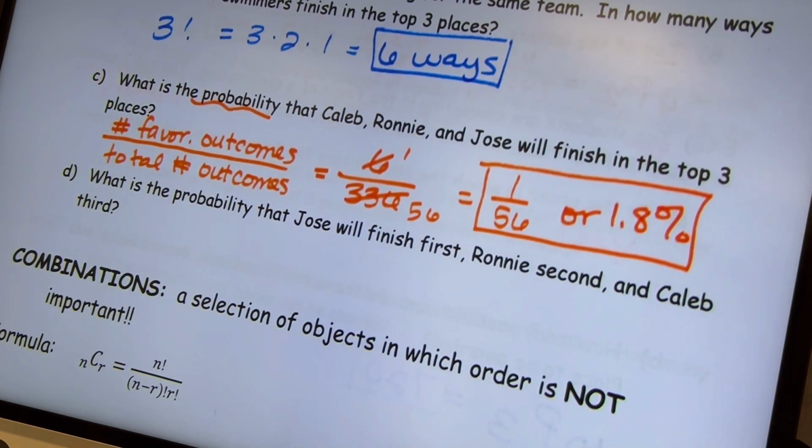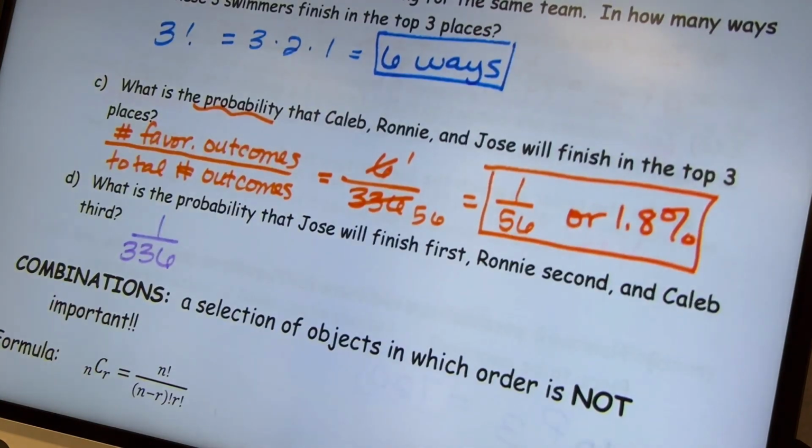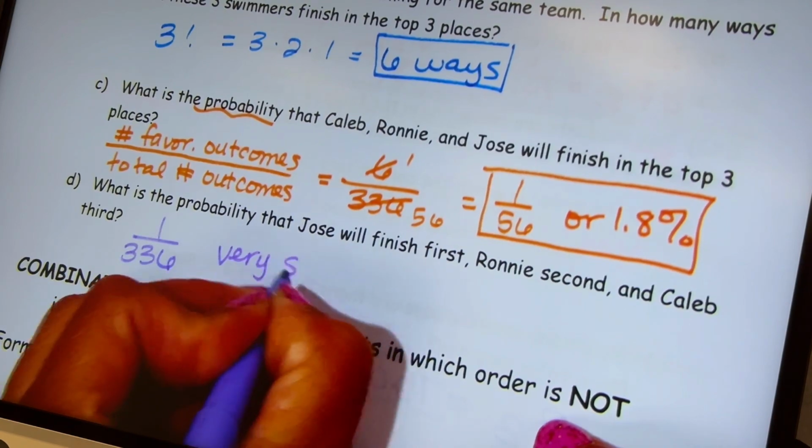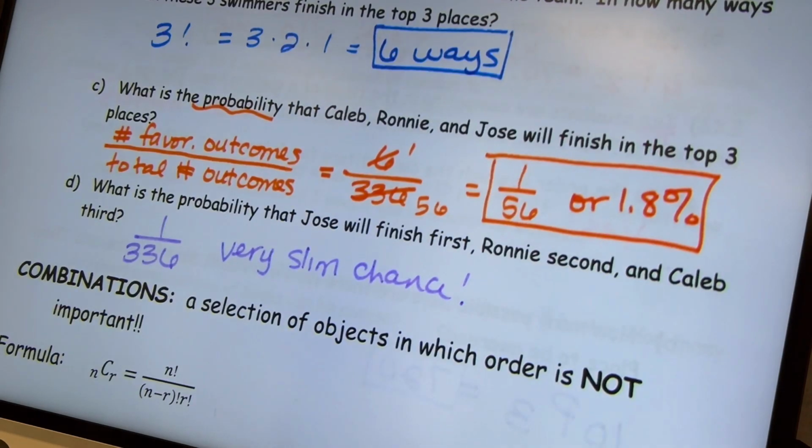Okay. Well then, what's the probability that Jose will finish first, Ronnie will finish second, and Caleb will finish third? Well, this can only happen how many ways? One way. There's only one way. Jose is finishing first, Ronnie's finishing second, Caleb is finishing third. That can only happen one way. And that's this one way. Out of how many ways total? 336. Well, we don't need to reduce that fraction, do we? So we've got some very slim chances here. Very slim chances. It ain't gonna happen.